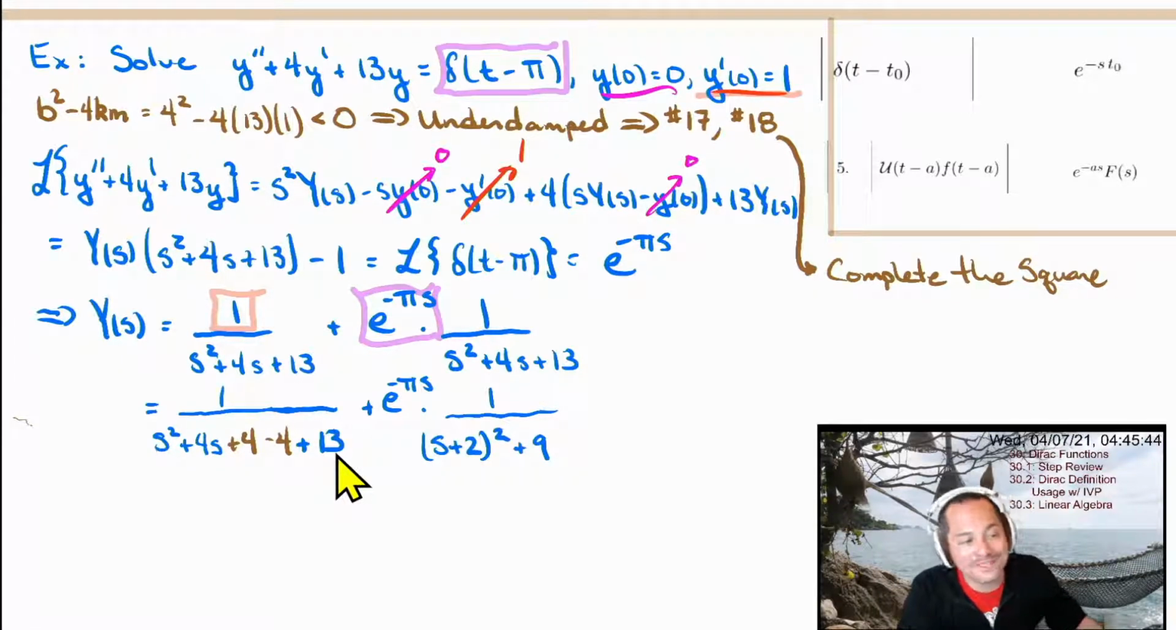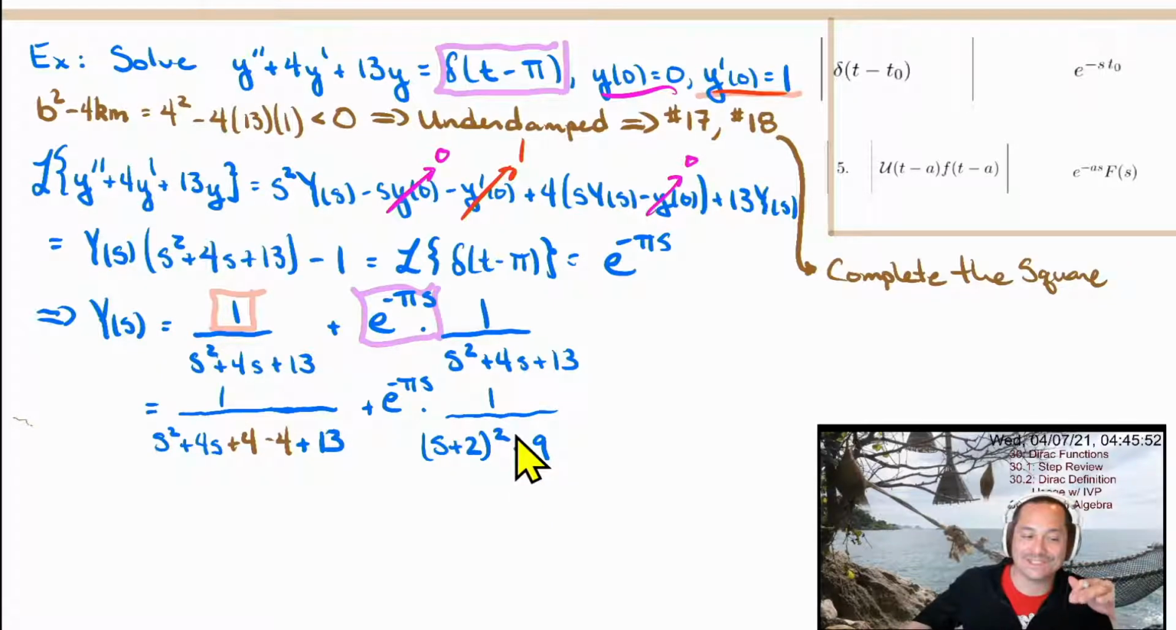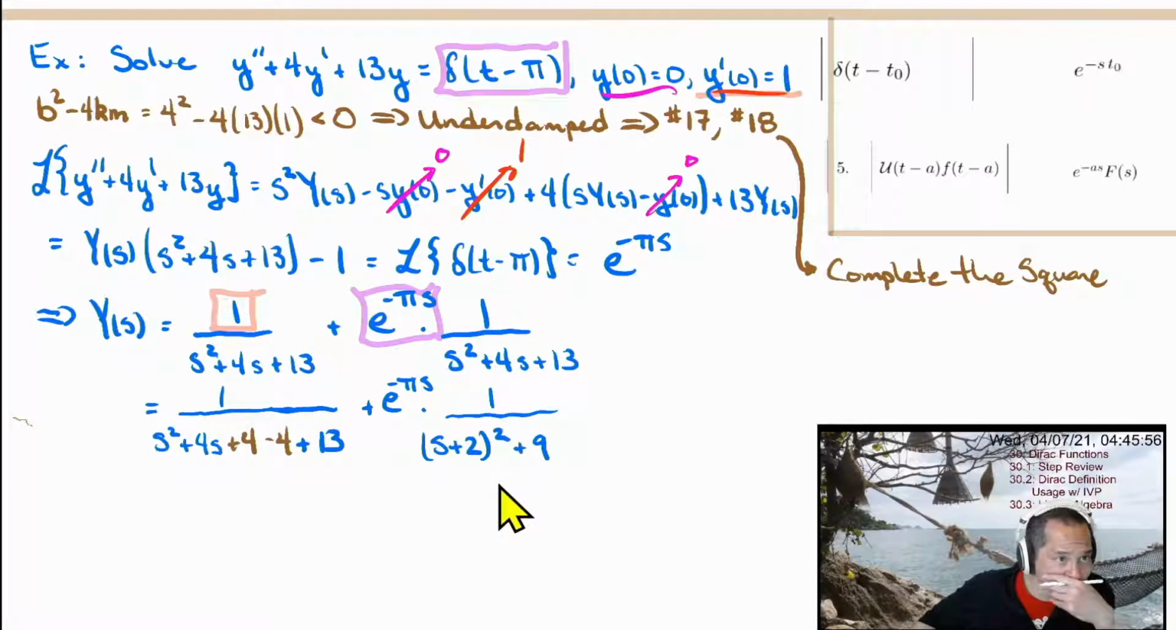So now from 17 and 18, looking at just this part right here, forget about the exponential part, which one am I looking at specifically, 17 or 18? I'm looking at 18, right? Why am I looking at 18? I look at the numerator and I don't see any s's. I only see a constant.